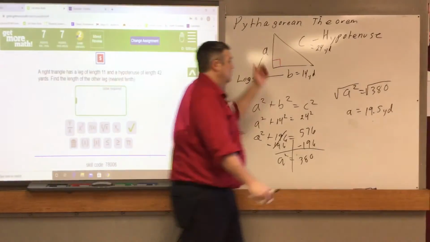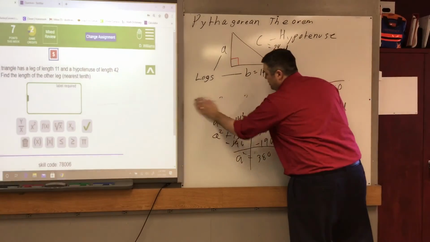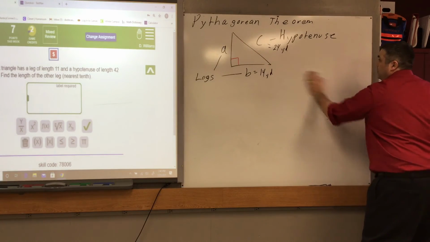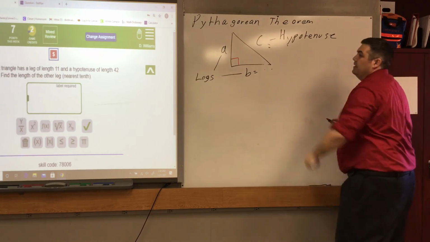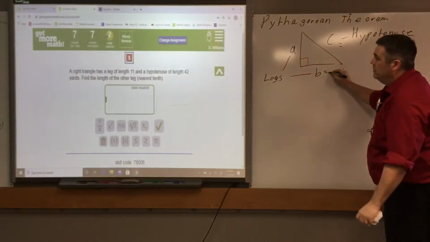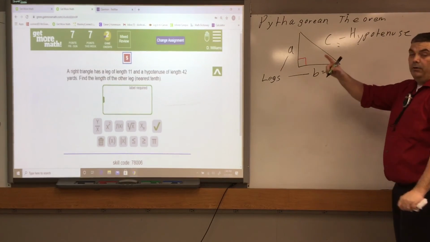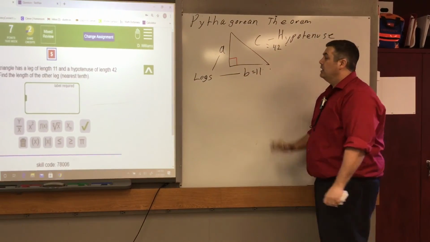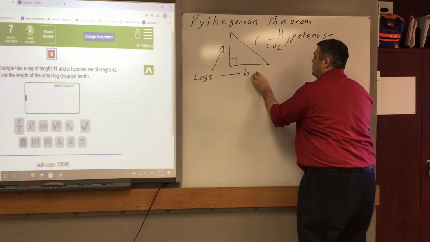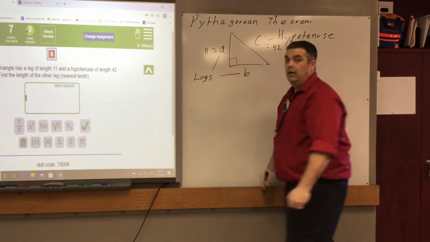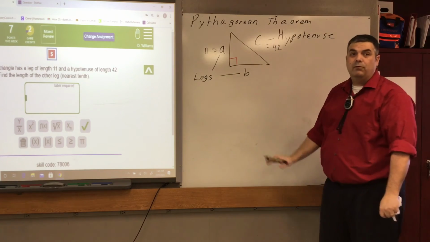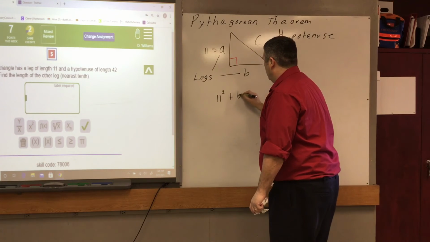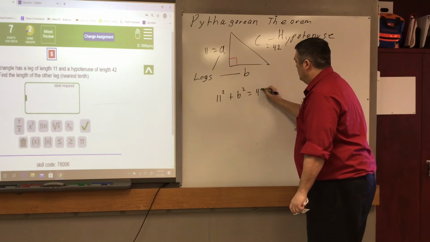Again, draw your triangle. Make it easy on yourself. All right, so I'm going to resolve this. What did they give me? Well, one leg, B, equals 11. The hypotenuse, 42. We're missing the other leg. And again, it doesn't matter. I can put this here, and it's the same thing. Matter of fact, let's do that so that you can see both sides of this. A squared plus B squared equals C squared.